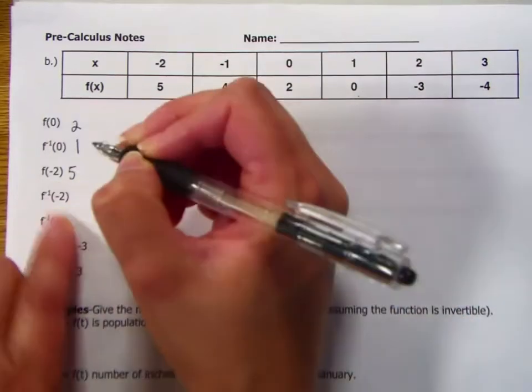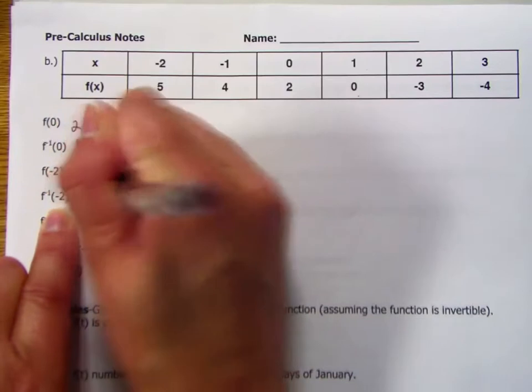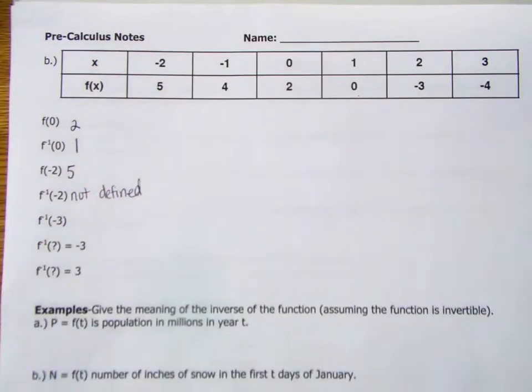The next one is the inverse of -2. Alyssa? Wouldn't that be when you plug into... Yes, exactly. You're right. I kind of had a trick question. That's not defined in our table, so we don't know what that is. Eric, what's the inverse of -3? 2.